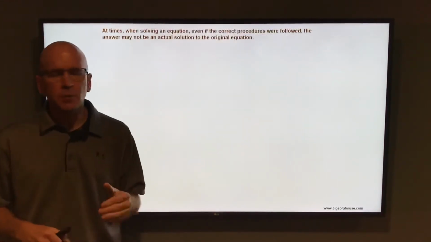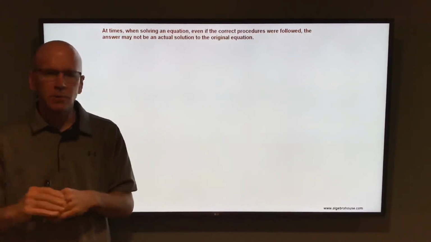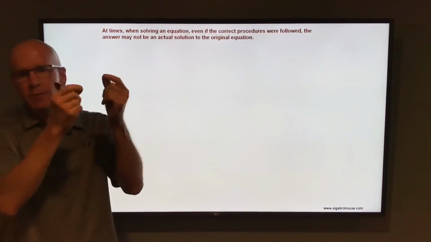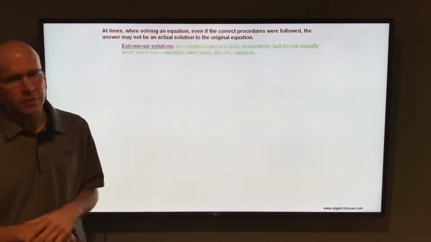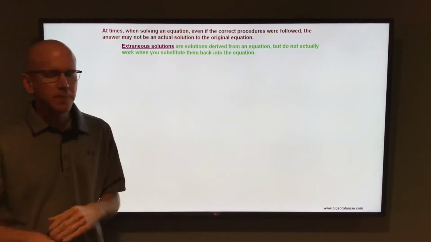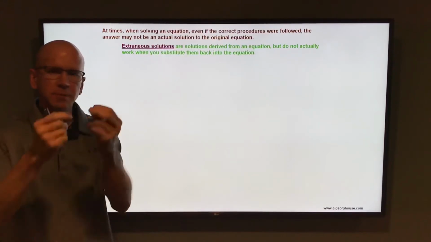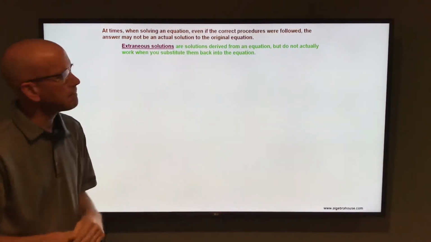Sometimes when you're solving an equation, you do everything correct in the steps to solving the equation. Everything is done exactly right, no mistakes. And then you get a final solution and you go to substitute that final solution back in. It doesn't work. What that's called is an extraneous solution. When you're proceeding through the equation, doing everything right, get to the solution, substitute it back in, it makes a false statement. It doesn't work when you put it back in.